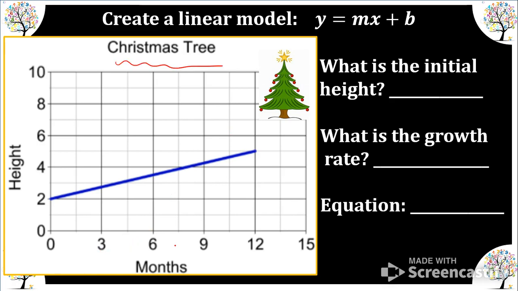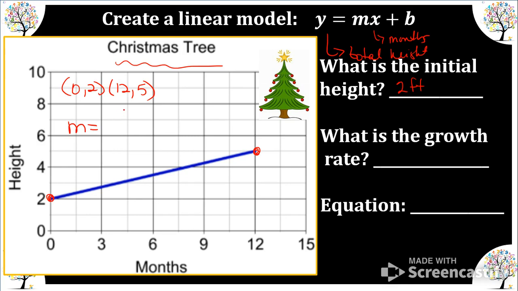We can see our x-axis represents months and our y-axis is total height. So x is months and y is total height of the tree. So the initial height of our tree when it's planted at month 0 is 2 feet tall. What is the growth rate? So we need to find the slope. So I'm going to pick two nice points that I can easily identify, (0, 2) and (12, 5).